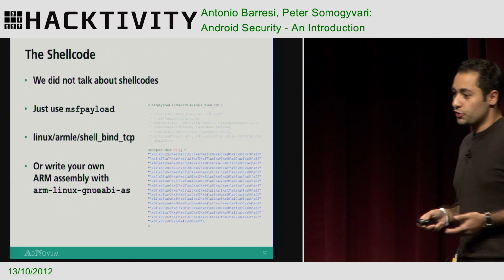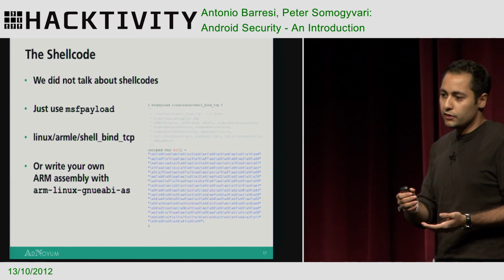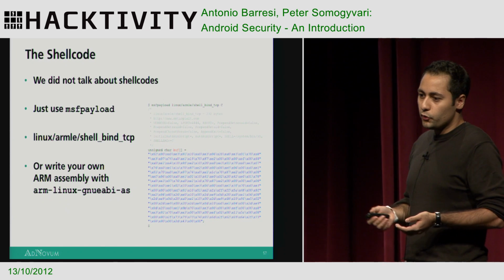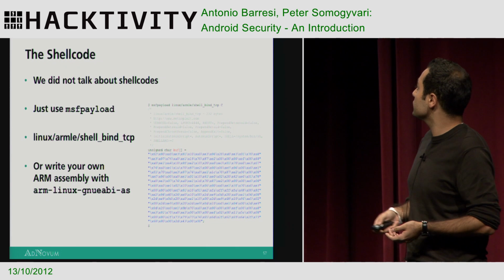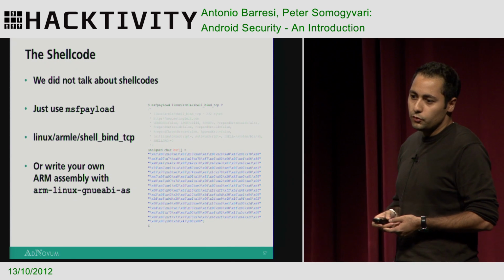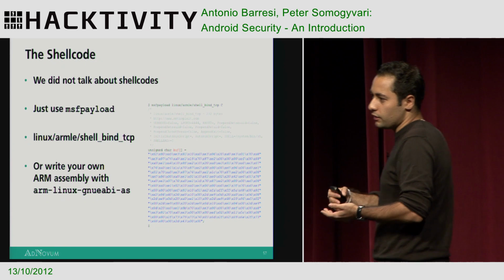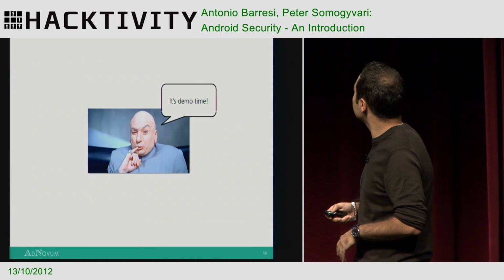So we didn't speak about the shellcode. That's basically the part that we want to inject and that we want to execute. We're not going to speak about it. You can just use Metasploit, for example. It has some exploits for ARM Linux, so you can use them. The one that we're going to show you in the demo will just be the bind shell, where we will open a port and listen to it and then present the shell on that port.